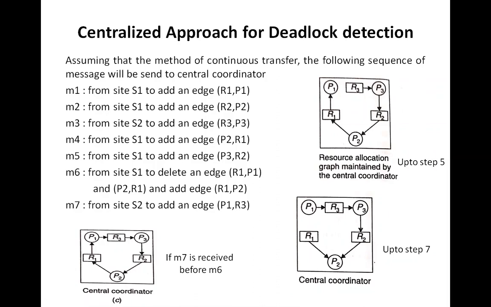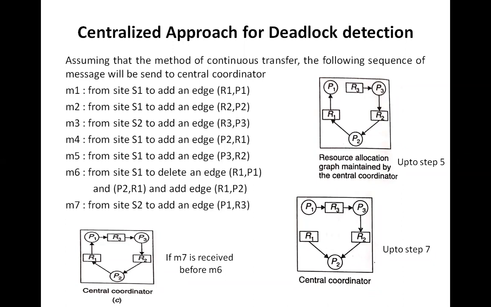Just to avoid this detection of phantom deadlock, we have a method which we have already studied earlier. That is, why not implement Lamport's algorithm to append a unique global timestamp with each message. Whenever a message is sent, we append a unique global timestamp. Of course, M6 is generated before M7, so M7 should not be received before M6.